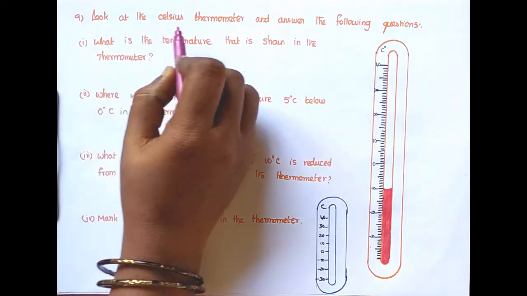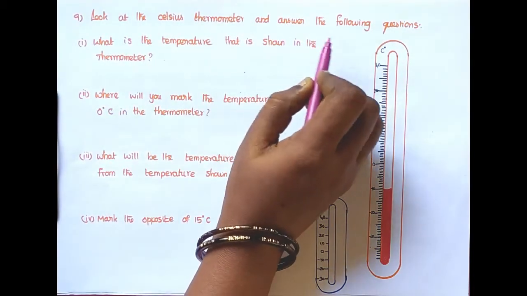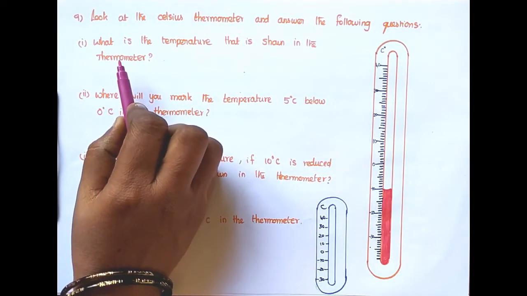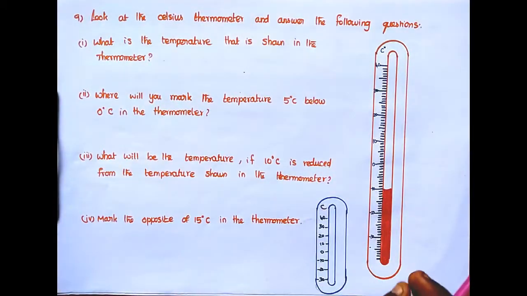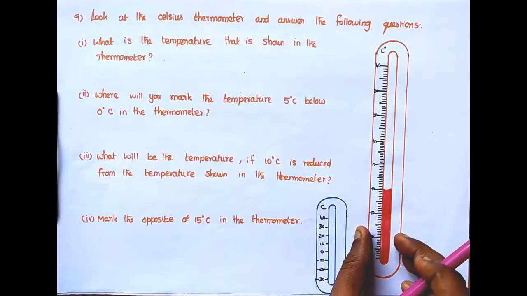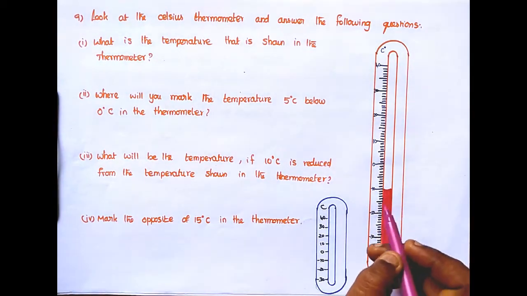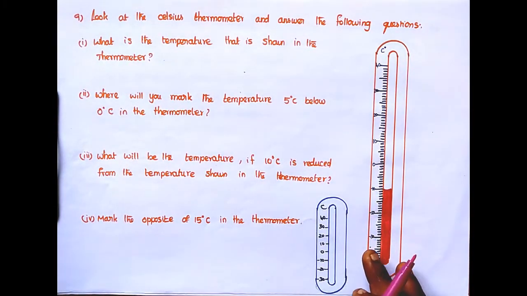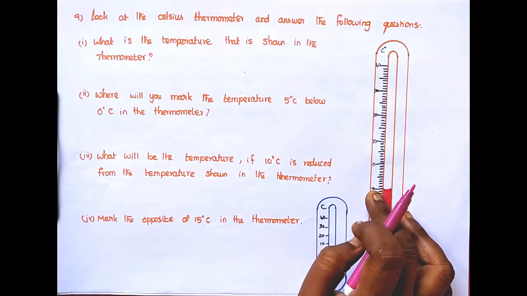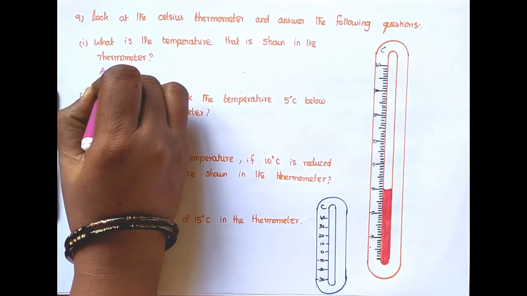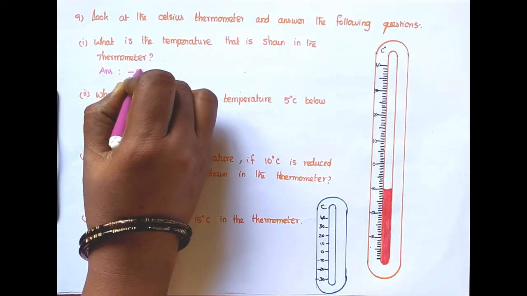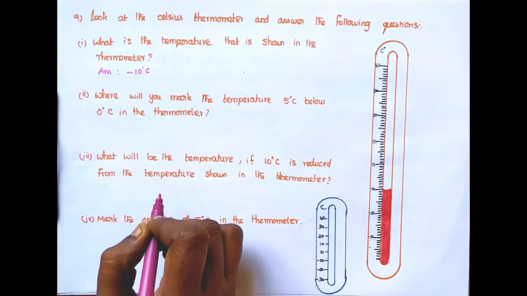Ninth sum. Look at the Celsius thermometer and answer the following questions. First one, what is the temperature that is shown on the thermometer? This one, that is the given thermometer. What is the temperature here? Minus 30, minus 20, minus 10 here. So, the answer is minus 10 degree Celsius.